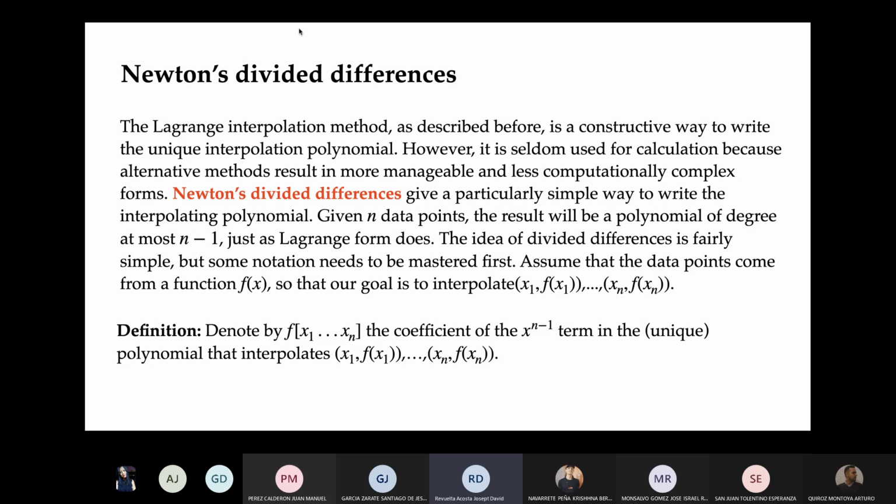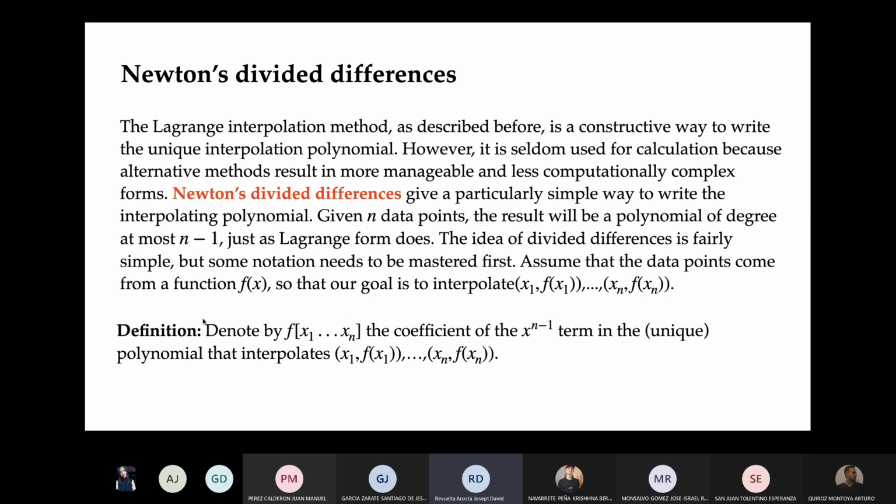First of all, we have to assume that the data points come from a function f(x). Okay, that's one of the assumptions. So our goal is to interpolate (x1, f(x1)), ..., (xn, f(xn)). We are assuming that the data points come from a function f(x). So in general we substitute y1 with f(x1), and so on up to f(xn). Okay, so this is a different notation.